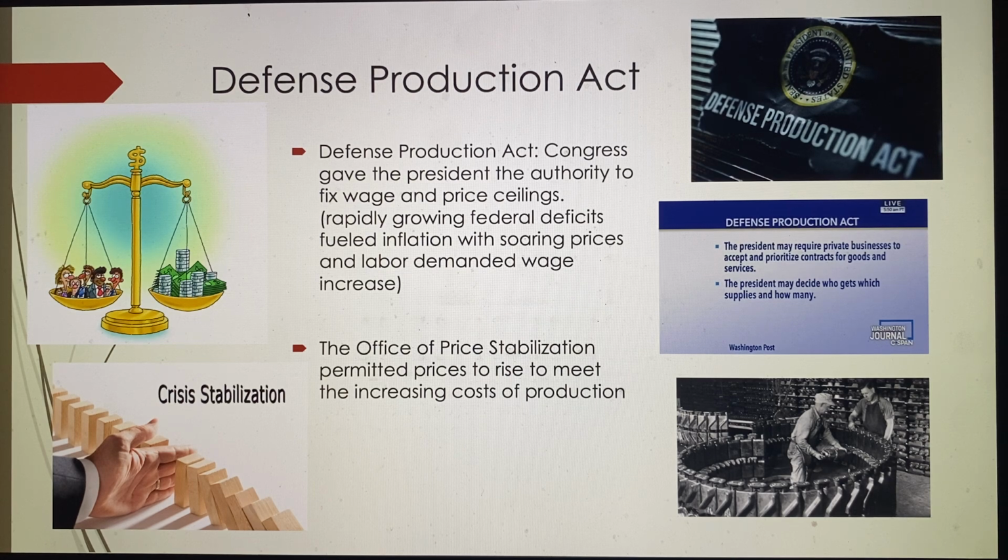The president may require private business to accept and prioritize contracts for goods and services. So the president may decide who gets which supplies and how many, especially during times of defense. It's a crisis. We're in crisis, the crisis stabilization. Here we have trying to balance out.